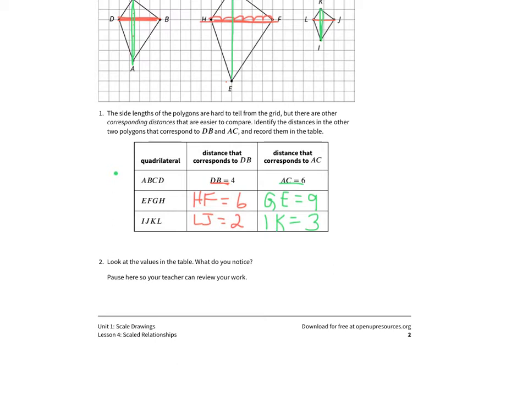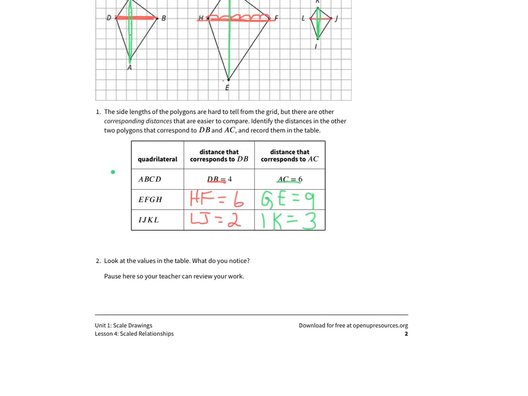Now it says, look at the values in the table. What do you notice? What do you wonder? Pause here so your teacher can view your work. Can you write down for me, is there some kind of relationship between those values? Between these numbers and these numbers? Between these numbers and these numbers? Okay? Can you find a relationship for me? I want you to write that in your book. I'll check that at another point, okay?